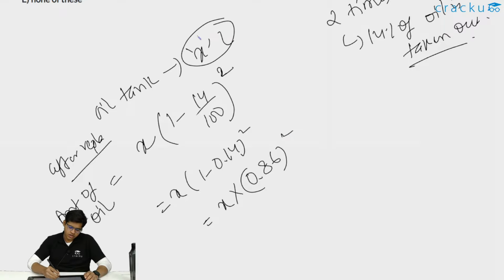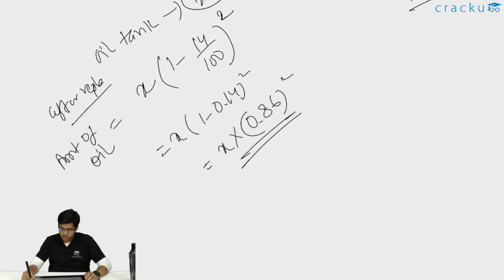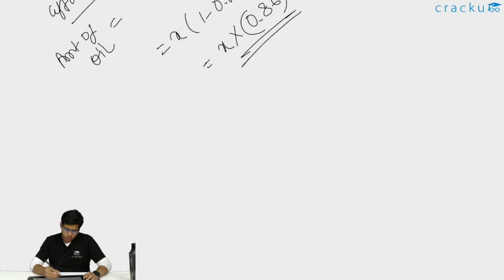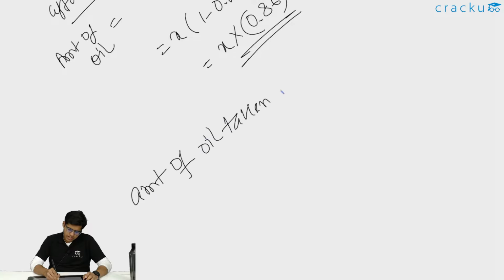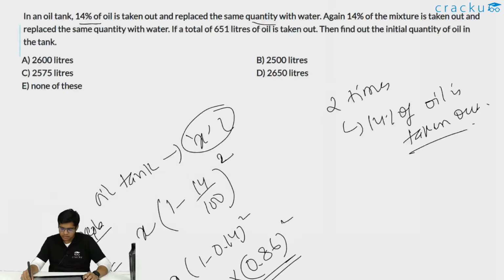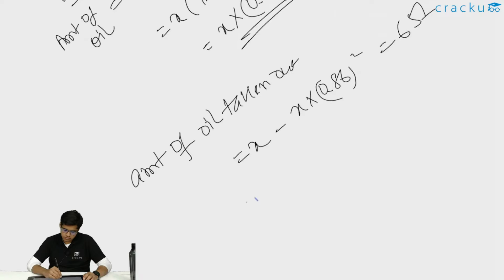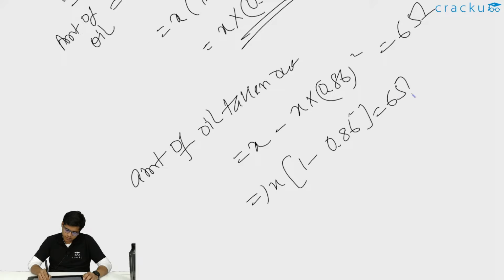Initially it was x liters, finally it became x into 0.86 square. So what is the amount of oil taken out? The amount of oil taken out would be x minus x into 0.86 square, right? And this is given as 651, or x into (1 minus 0.86 square) is 651, or x equals 651 by (1 minus 0.86 square).